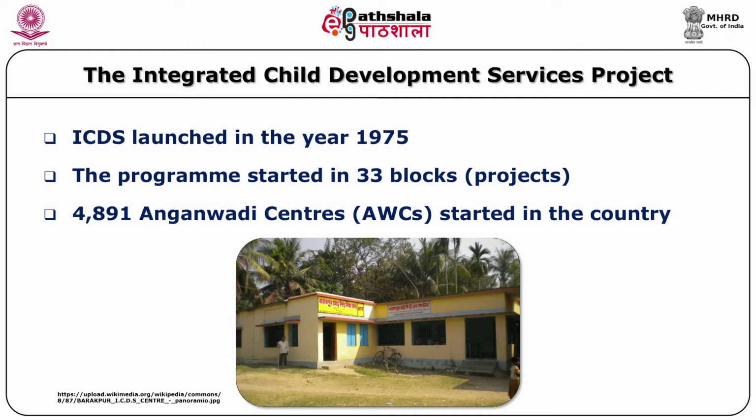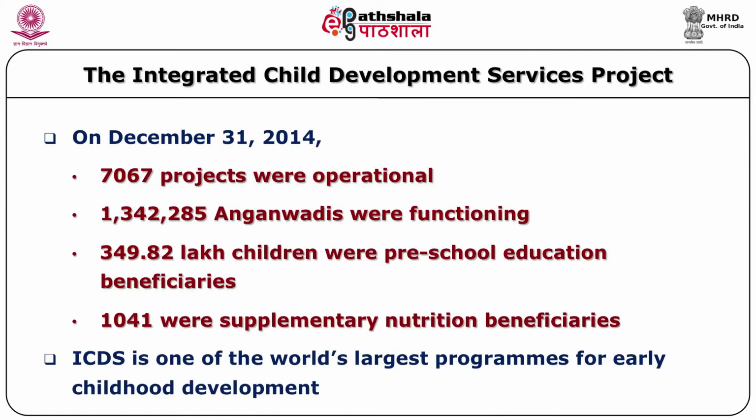Launched in the year 1975, the program started in 33 blocks as projects with 4,891 Anganwadi centers in the country. The annual report of 2014-15 of the Ministry of Women and Child Development, Government of India, states that on December 31, 2014, 7,067 projects were operational, 1,342,285 Anganwadis were functional, 34,982,000 children were preschool education beneficiaries, 1,041 were supplementary nutrition beneficiaries. ICDS is now one of the world's largest programs for early childhood development.